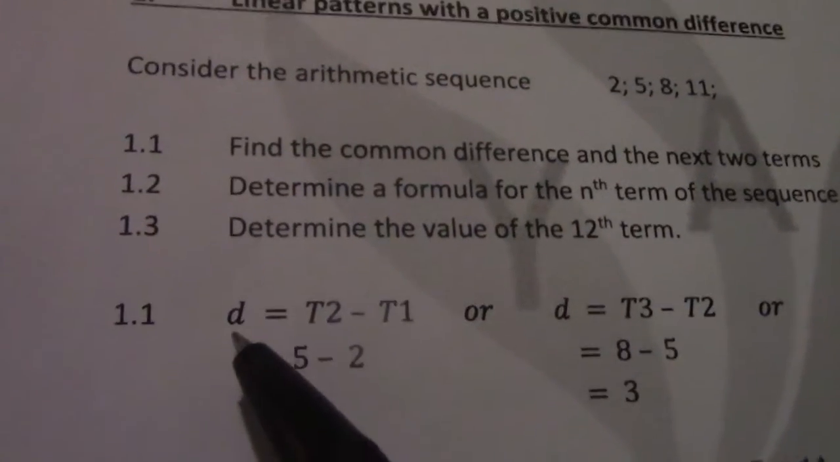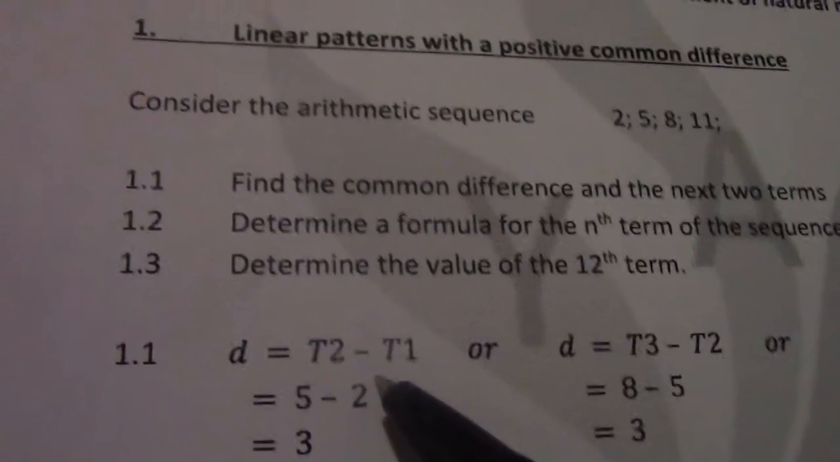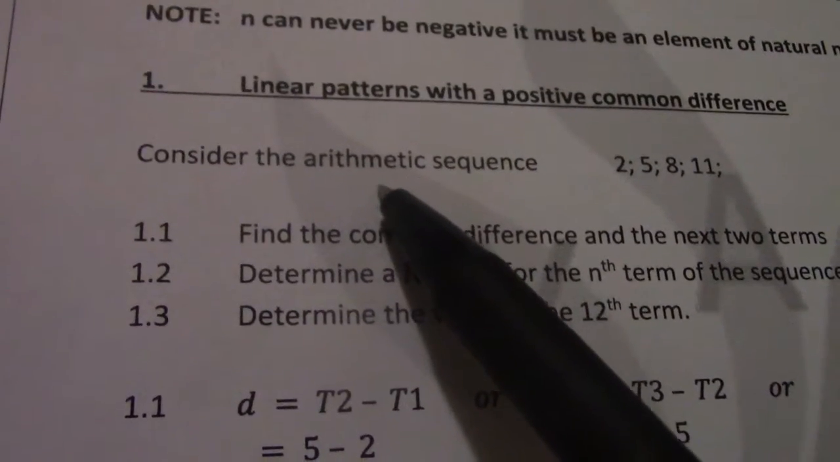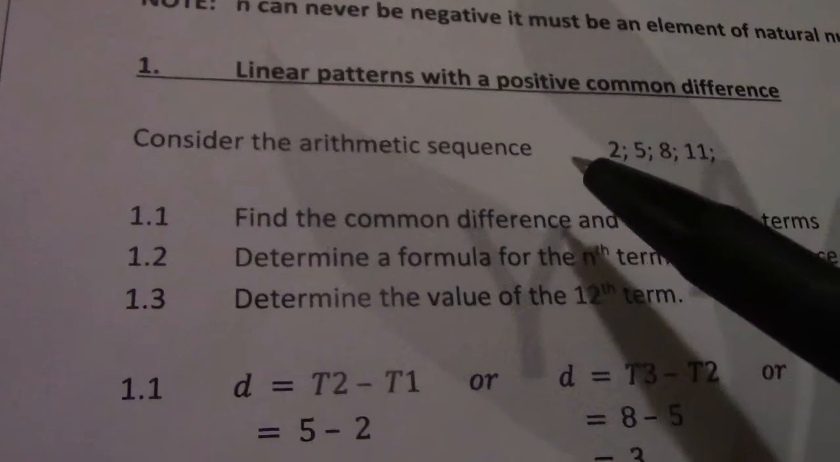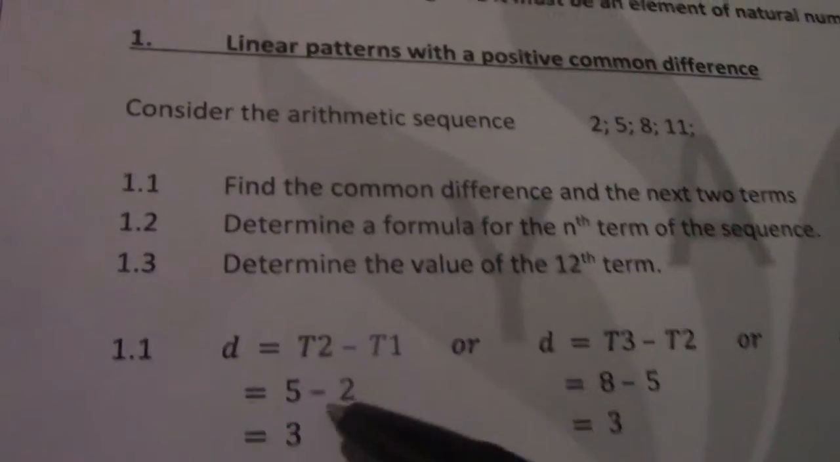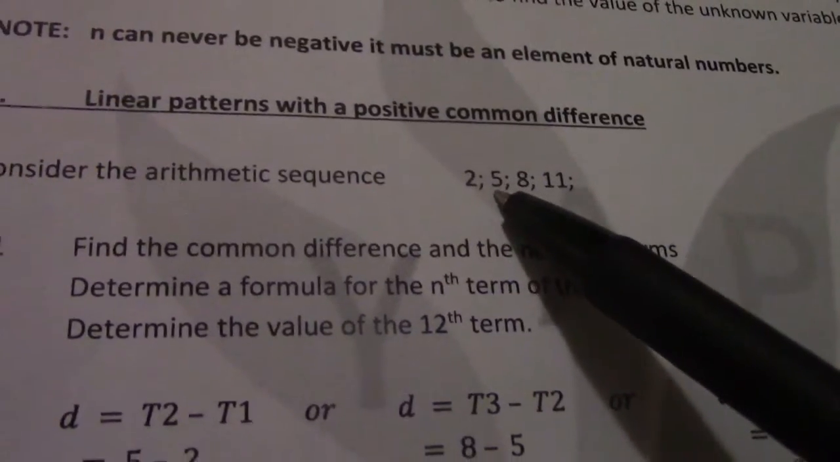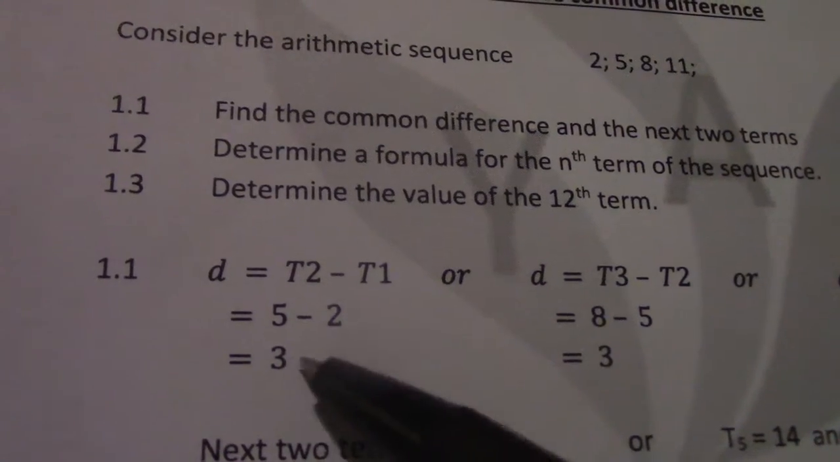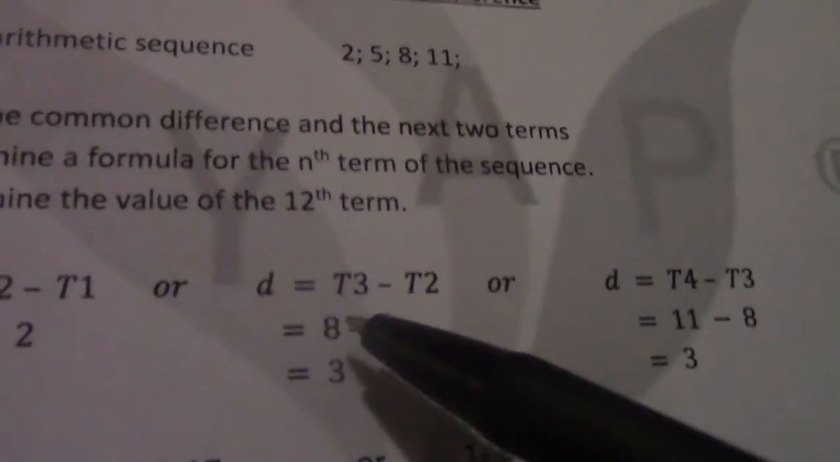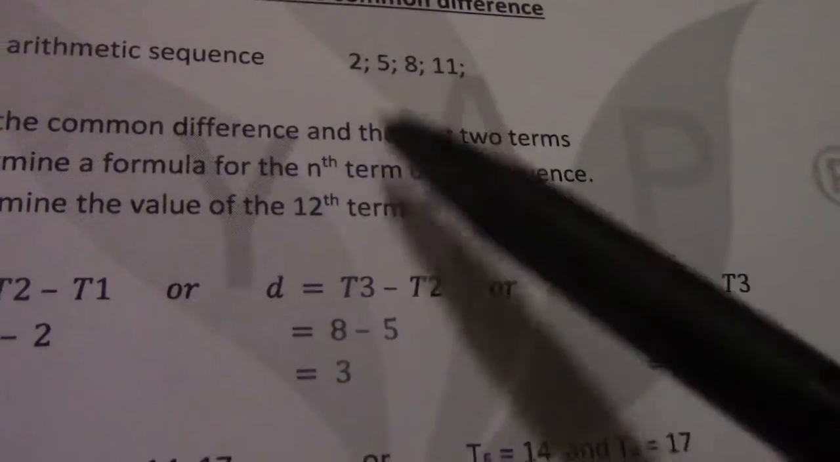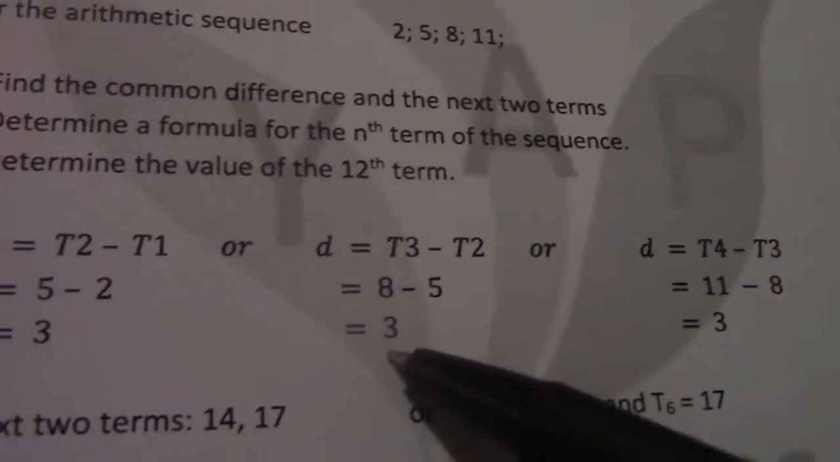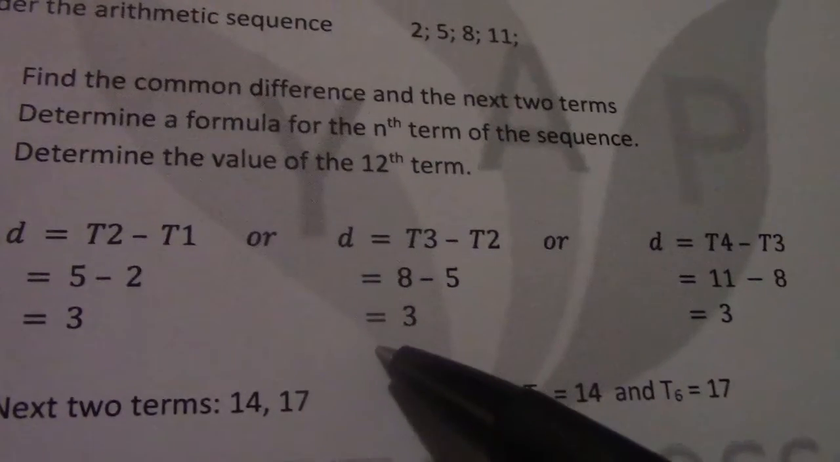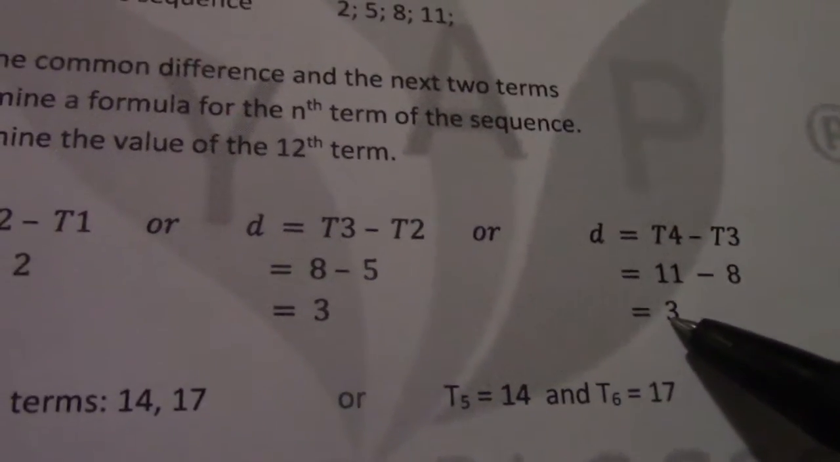To get the common difference, we always say term 2 minus term 1. They specified it's an arithmetic sequence, meaning in this case it's a linear sequence. Term 2 is 5, term 1 is 2. So 5 minus 2 gives me 3. So my common difference is 3. I can even test it by looking at term 3 minus term 2: 8 minus 5 is 3. If I have a first difference of the same value, 3, then we know it is a linear pattern.